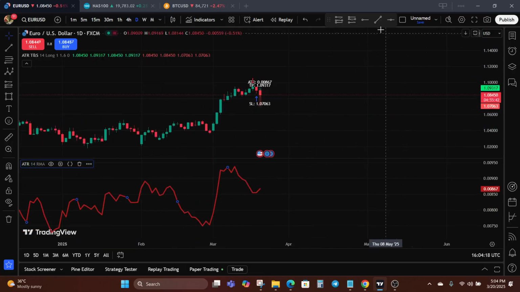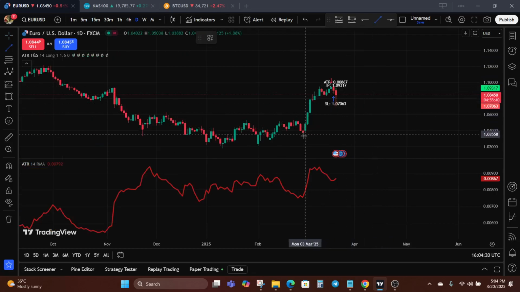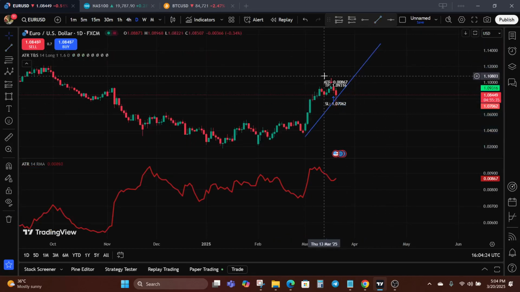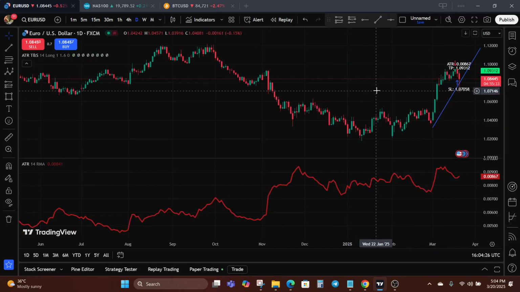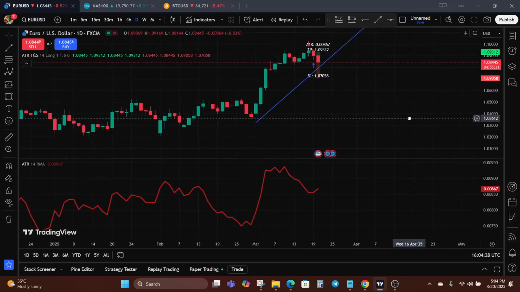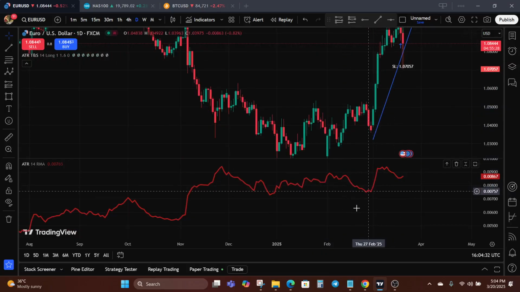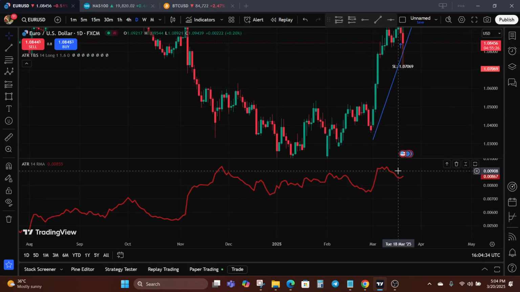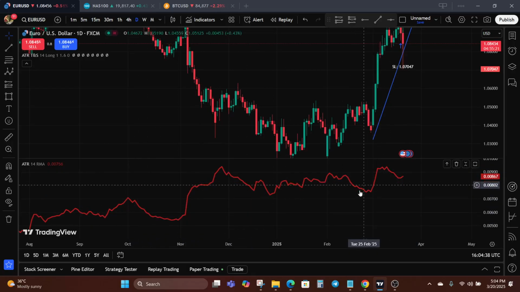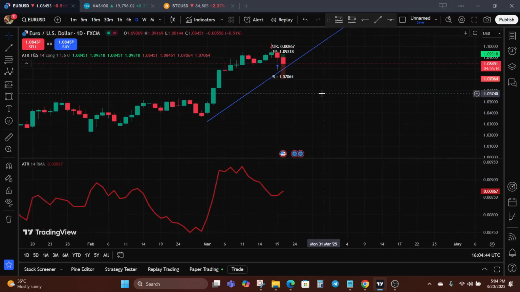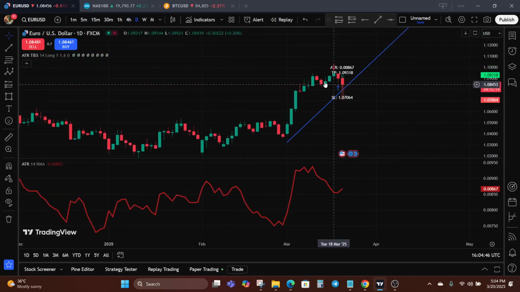When you want to enter a trade, just ensure that you are trading in the direction of the trend. Make sure that you identify the trend. Once you have identified the trend, then you can look at the indicator here, check whether the value is rising. Ensure that the average true range is rising in value, showing that the momentum is strong. And then once you have identified that, wait for the price.